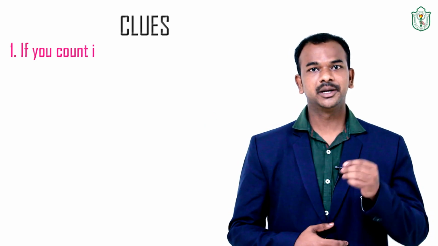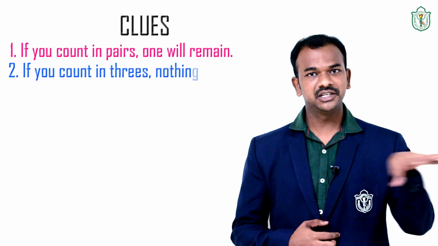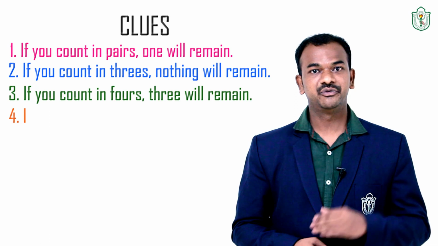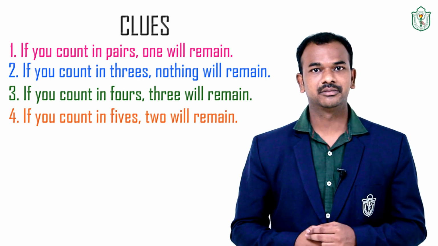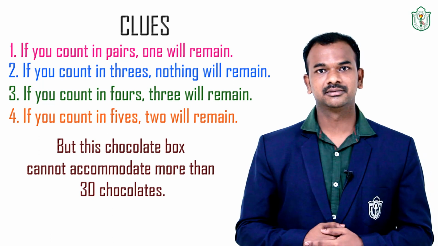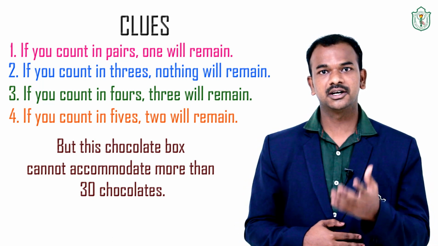The clues are like this. If you count the chocolates in pairs, 1 will remain. If you count in threes, nothing will remain. If you count in fours, 3 will remain. If you count in fives, 2 will remain. But this chocolate box cannot accommodate more than 30 chocolates. Use these clues and try to find out the number of chocolates inside this box.